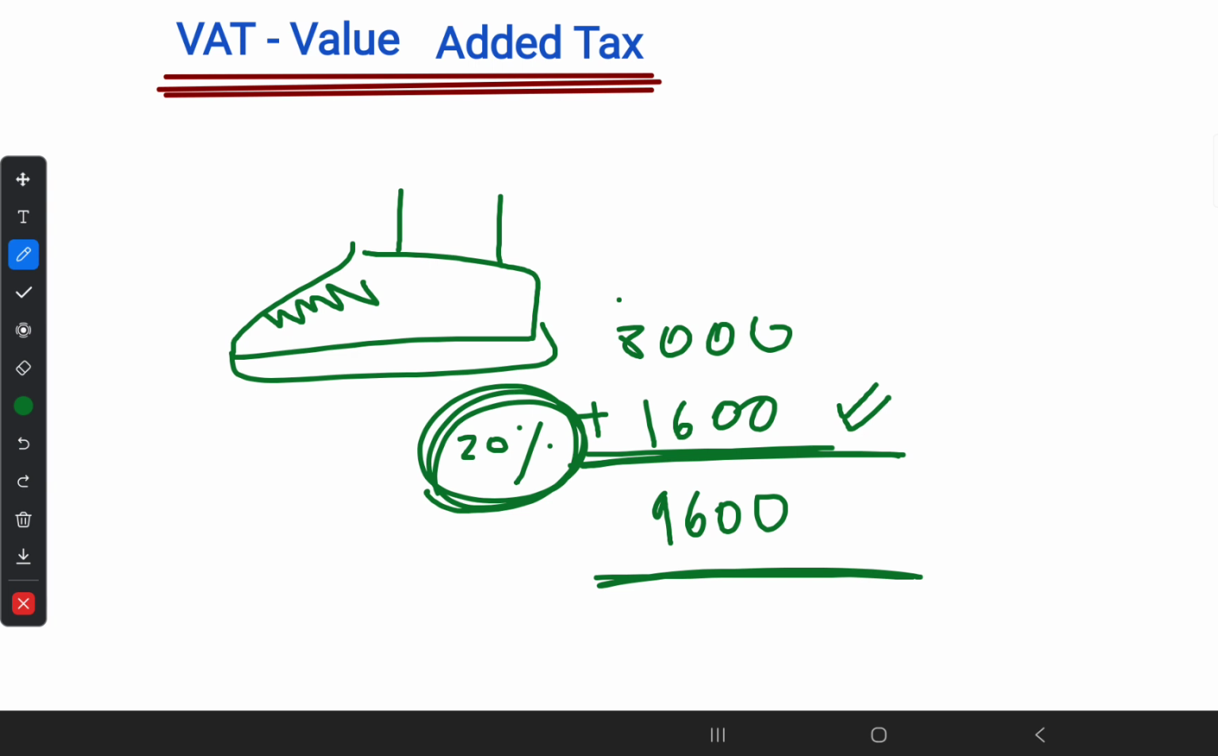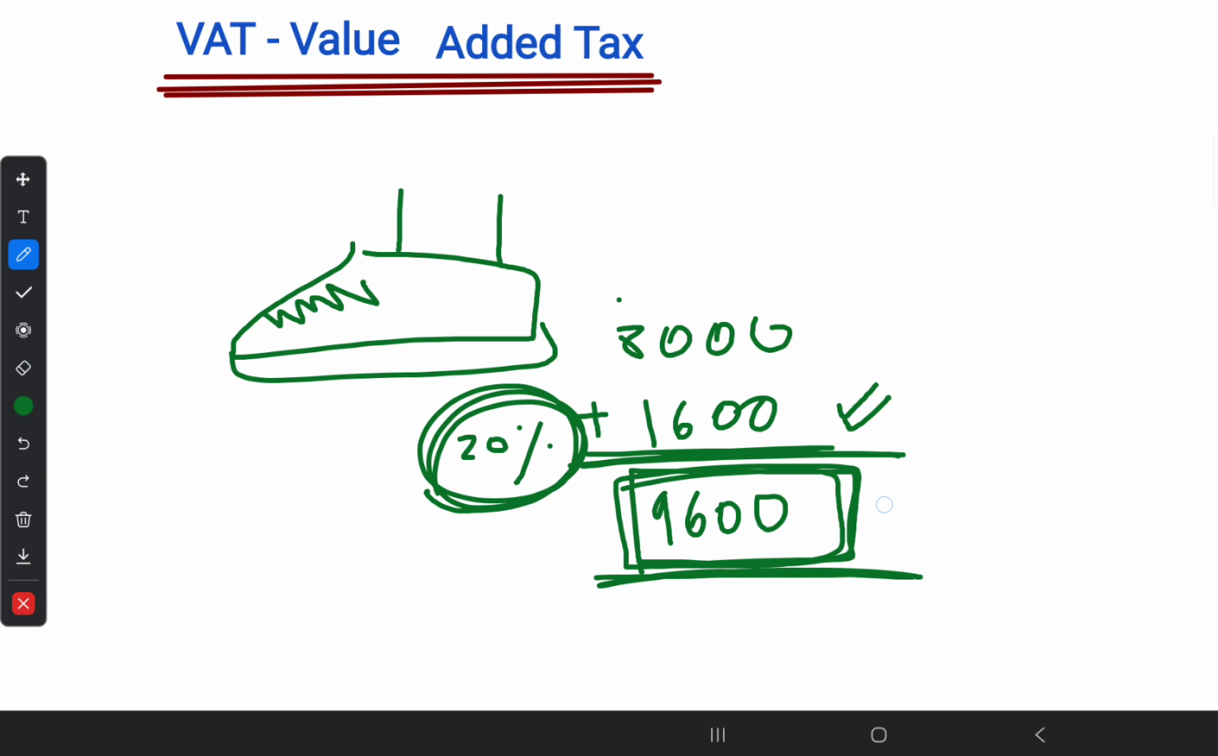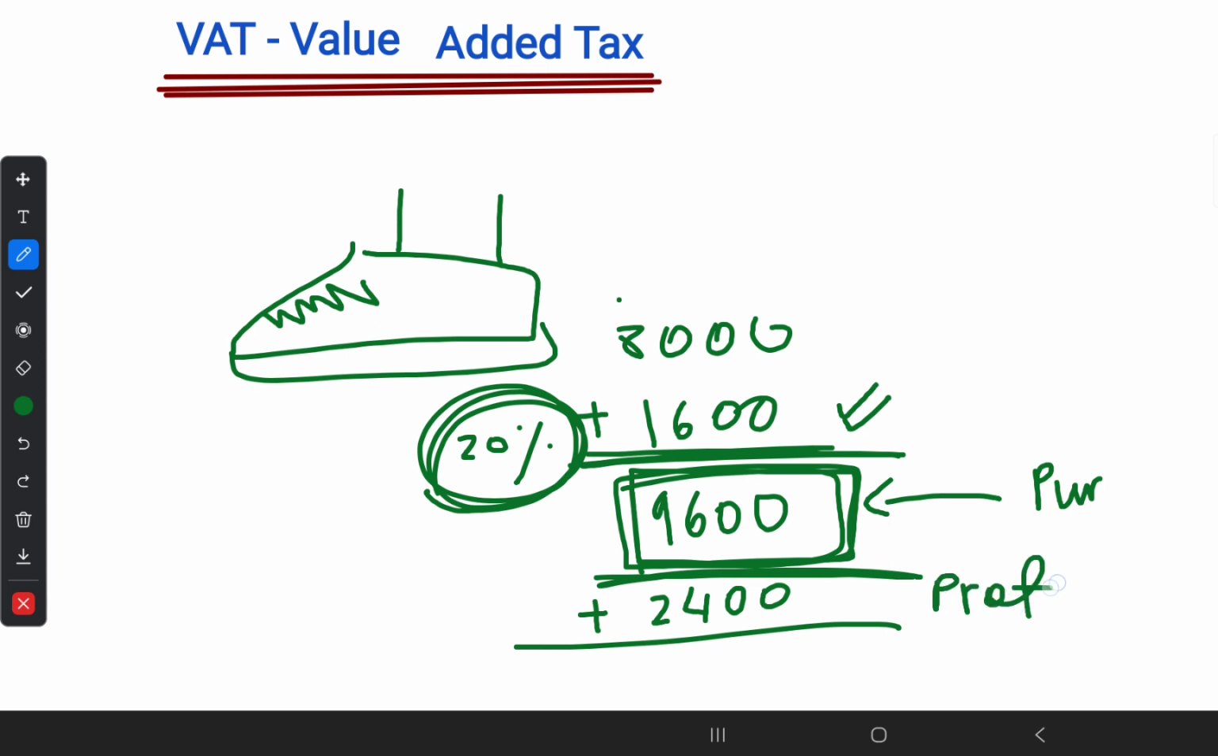So finally, this is the original price. While they are selling, they will consider this amount as their purchase price. For this only, they will additionally include 2,400. This is the amount they need as profit by selling this item. So finally, they will mark the price of this shoe as 12,000 rupees. So this is the procedure.